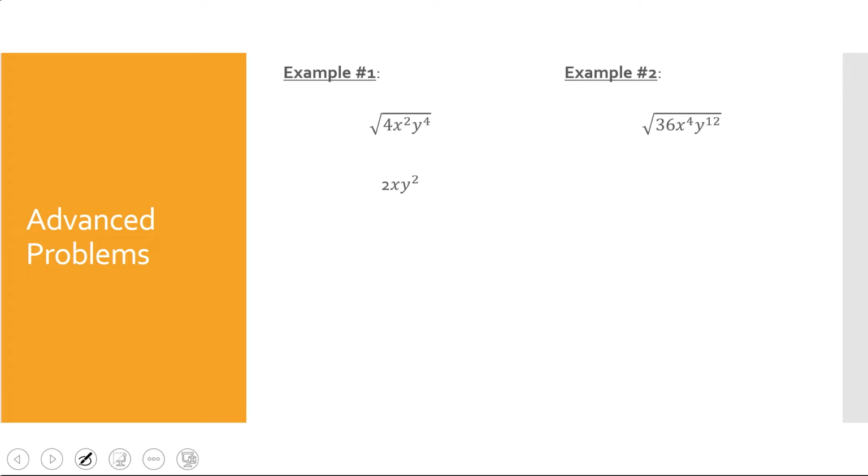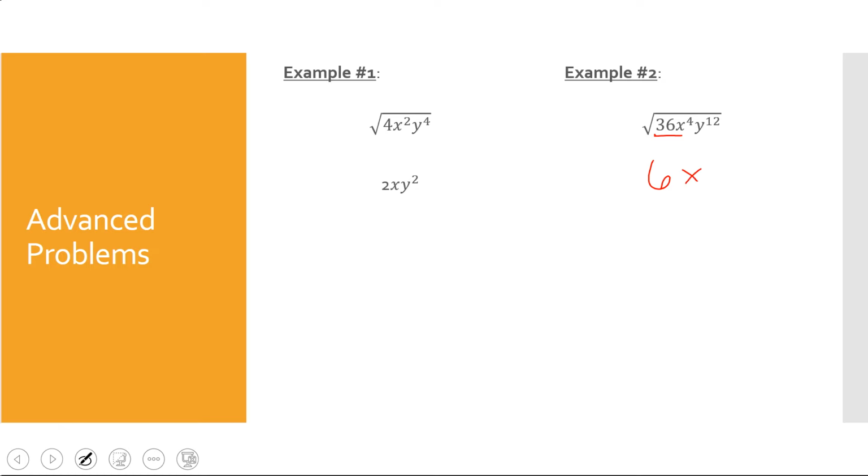Let's try another one. What if we had the square root of 36 x to the fourth y to the 12th? Well, start with just 36. The square root of 36 is 6. Okay, how many pairs of x, when we look at x to the fourth, how many pairs of 2 are in there? Well, we know that there would be 2 pairs.